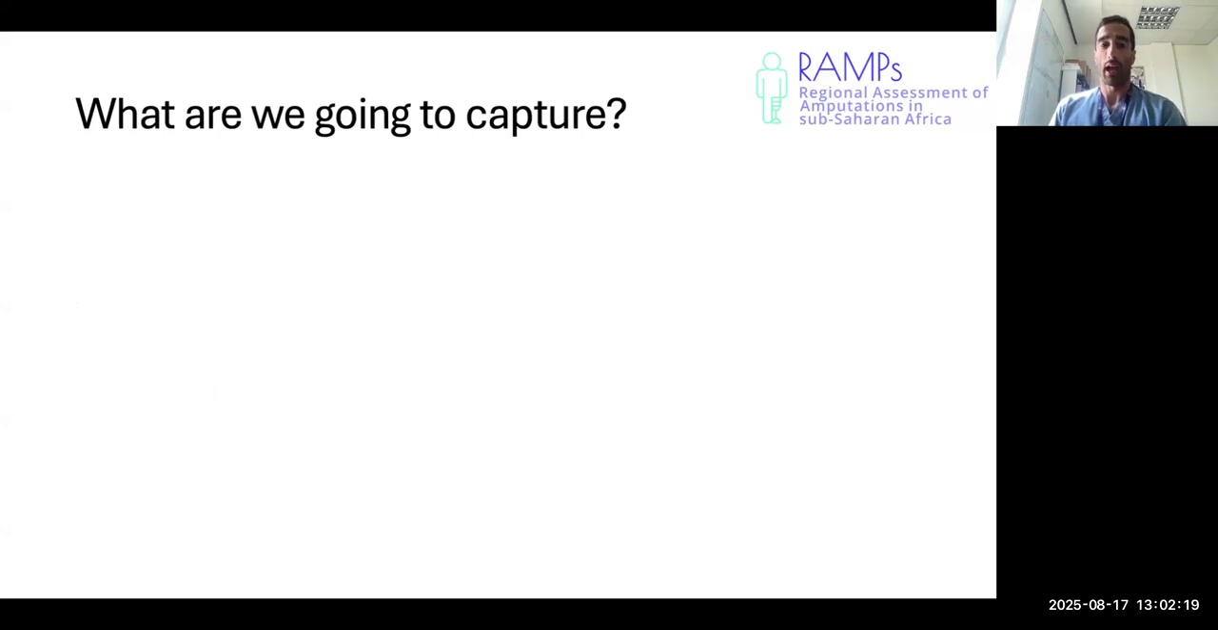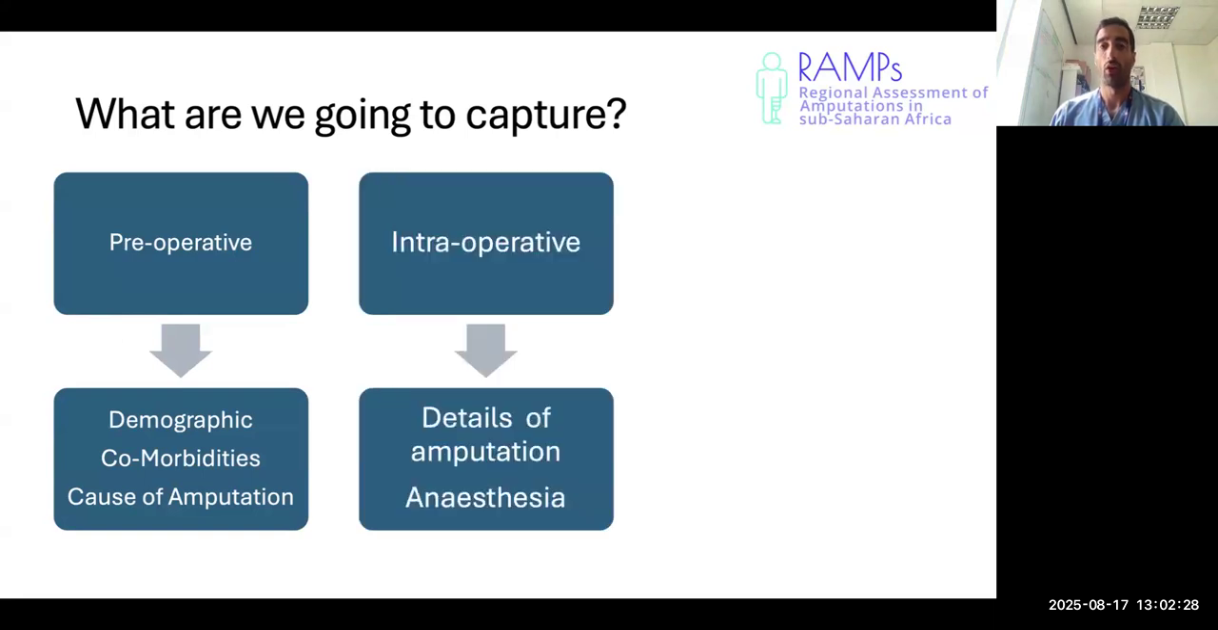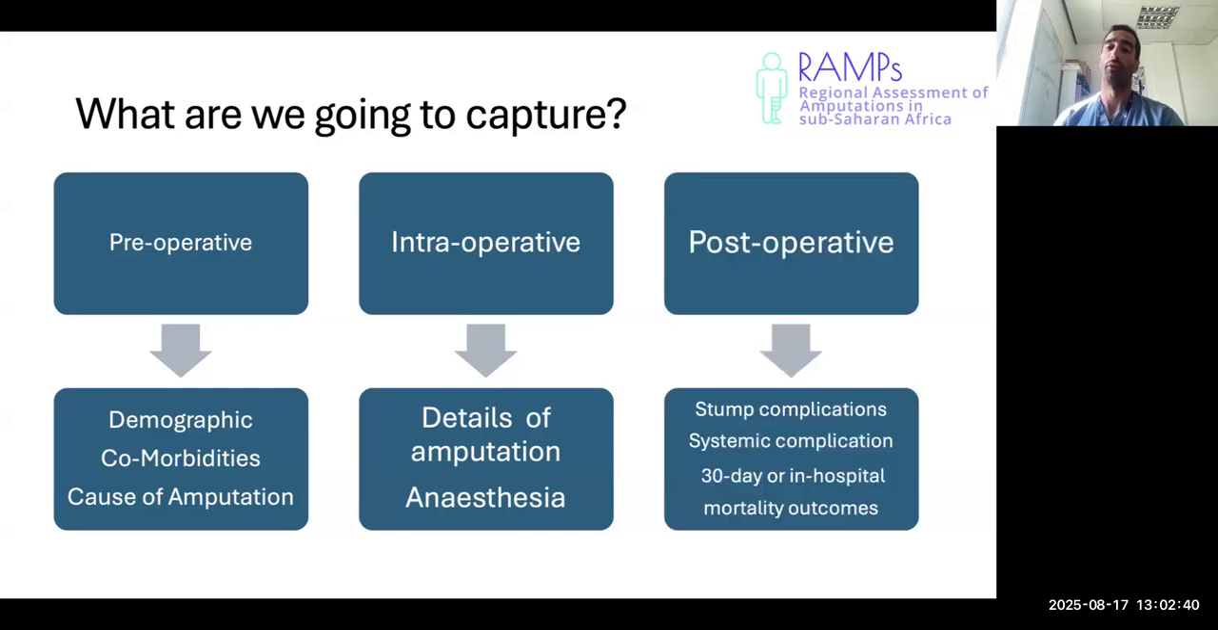So in terms of the data we're going to capture: preoperative demographic data, as well as comorbidities and the cause of amputations. Intraoperative data on the details of the amputation. So was it a below knee or a through knee or an above knee amputation? What kind of anesthesia was used? And postoperative data will include things like complications, whether they are systemic complications or stump complications, as well as in-hospital or 30-day outcomes.